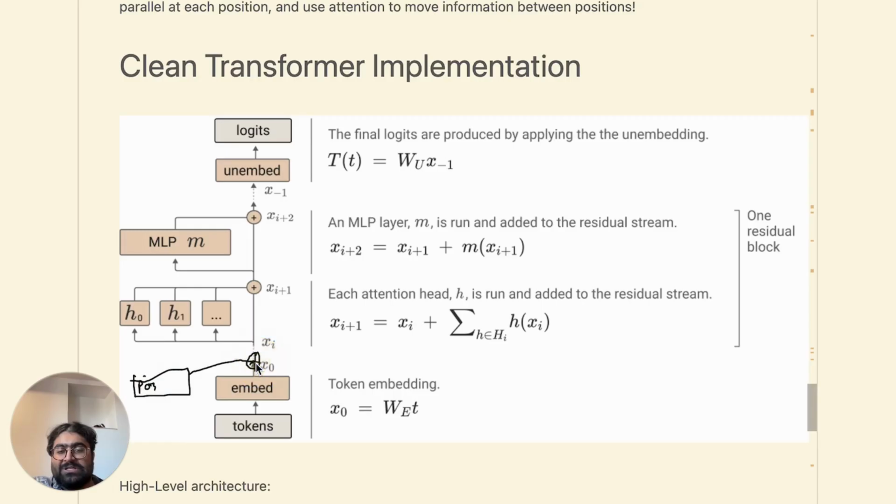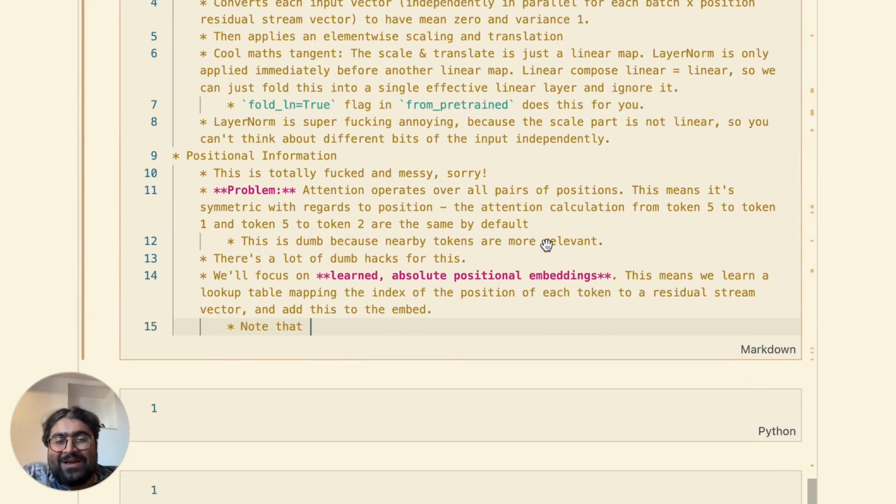This is just another lookup table, and then we add it in here. There's a bunch of other ways you can do it. I hate all of them. I think learned positional embeddings are the least cursed, but they all suck. And this is how it's done in the model. The library includes the code for rotary embeddings and shortformer style embeddings. There's also sinusoidal embeddings. I hate positional embeddings. I'm not going to talk about this anymore.